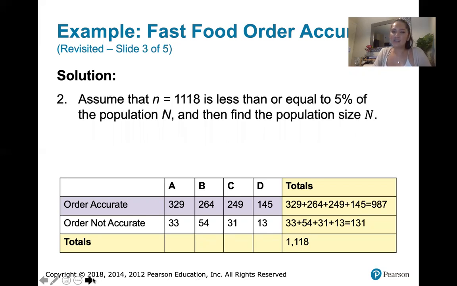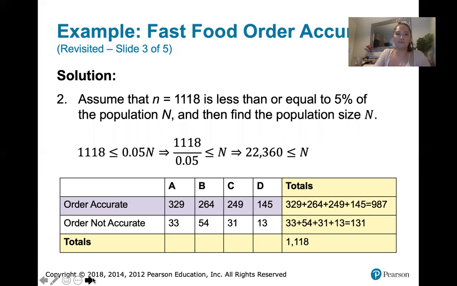Now we're going to think about that 5% rule. What did that 5% rule say? It said, if that sample size is less than or equal to 5% of the true population, then it's okay to treat the events as if they're independent, even though they're dependent. So we're going to assume that n equals 1,118 is less than or equal to 5% of that population, capital N. And then we're going to find the population size, capital N. So you've got this inequality. You're trying to get N by itself, so you divide by the 0.05. That's 5% in decimal form.